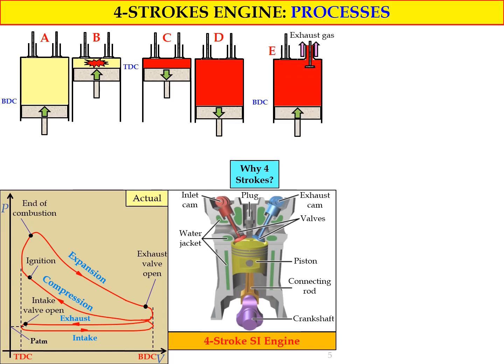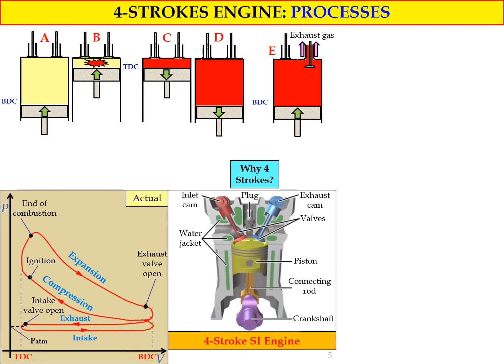Okay, now because the combustion chamber is actually full of combustion product or exhaust gas, in order to remove this gas, we need to open the exhaust valve and allow the piston to move upward. The piston will push this gas out to the surrounding, as shown by figure E.